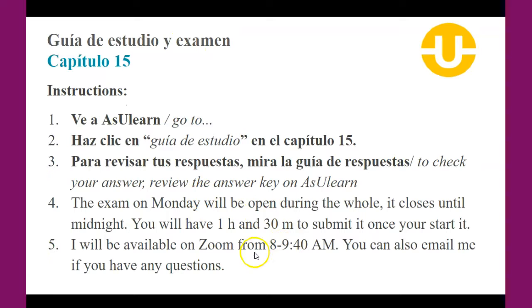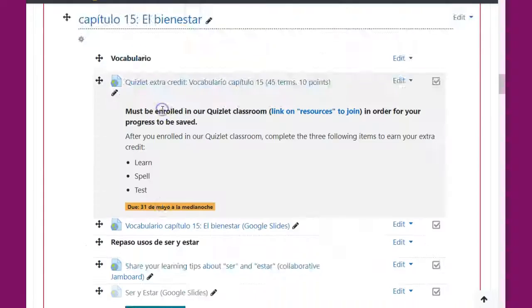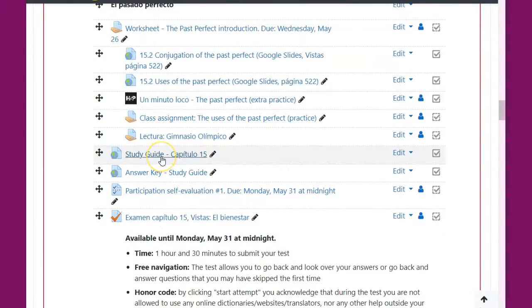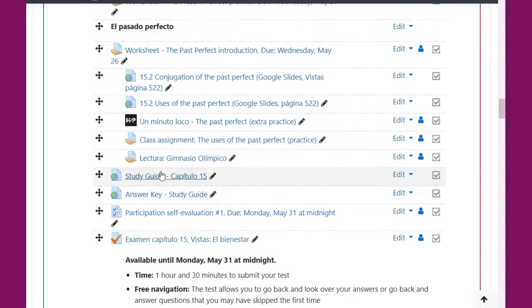I will be on Zoom available on Monday from 8 to 9:40 if you have any questions, but you don't have to be on Zoom if you don't have any questions. You can just log in if you have a question when you are doing the exam, and if you prefer, you can also email me if there is something in the exam that you're not understanding and you would like me to explain. So I really encourage you to look through the study guide and work through that during the weekend, because the exam is going to be very similar and you can check your answers here.